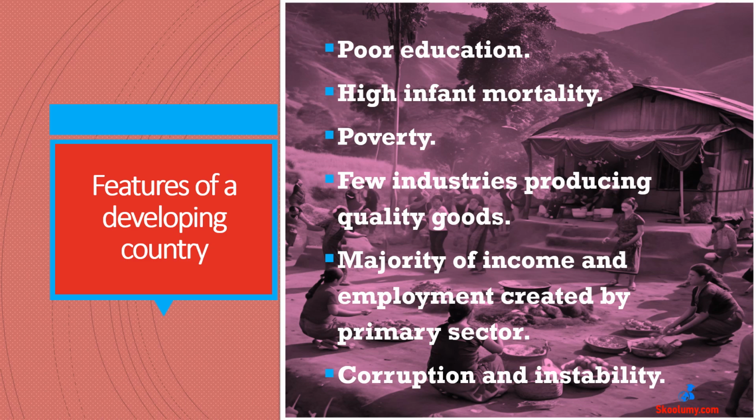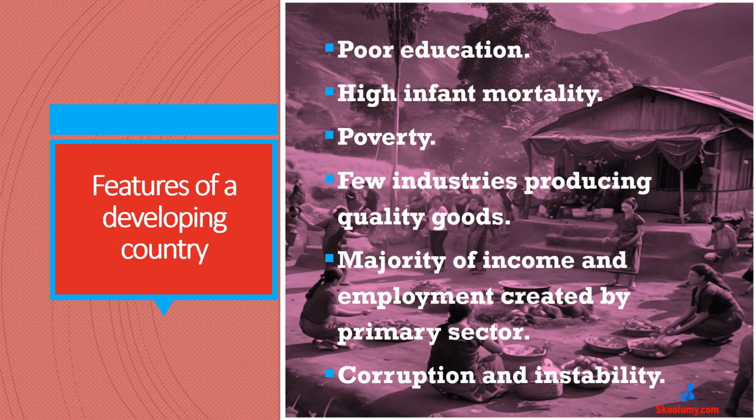Number 7. Poverty. A lot of people in the country cannot afford basic necessities, such as food, clothing and shelter. Number 8. Developing countries have few industries producing high-quality products. Number 9. The primary sector is responsible for most jobs, e.g., agriculture, crude oil exploration, etc.